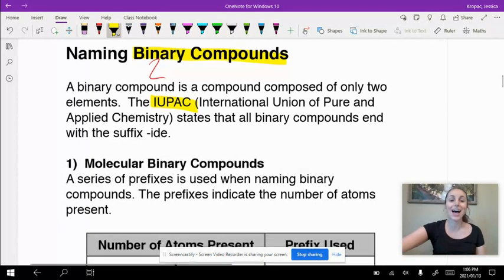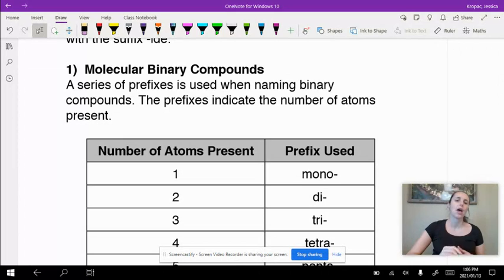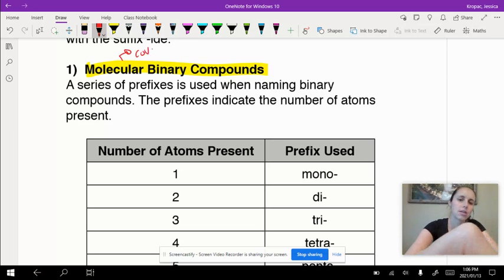So the first type of compound we're going to look at is molecular binary compounds. Now, molecular compounds are any compounds that have a covalent bond. So we're going to be looking at things that have covalent bonds. We're going to be looking at two nonmetals bound together. So molecular compounds use prefixes.